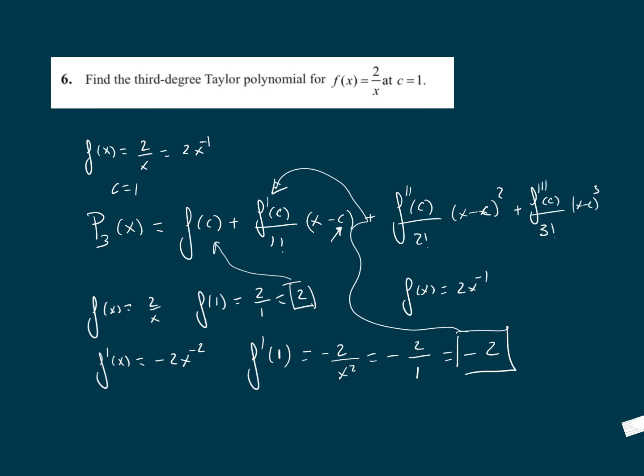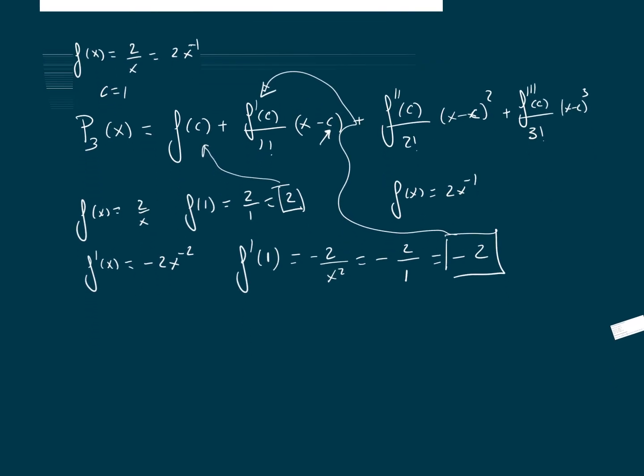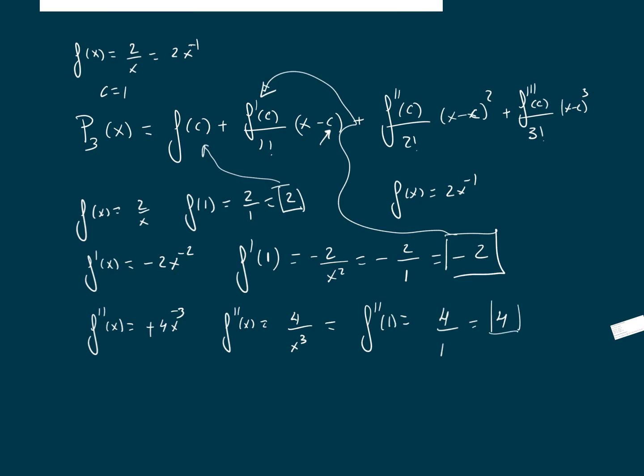So I do the f second of c. Let's go to f second of x, will be plus 4x to the minus 3. Minus 2 multiplied by minus 2 is plus 4. You decrease the exponent by 1, so f second of x will be 4 divided by x cubed. Evaluate at the point x equal 1, f second of 1 will be 4 divided by 1 cubed, which is 1, so it will be 4. So I have another term here. This one will go here.